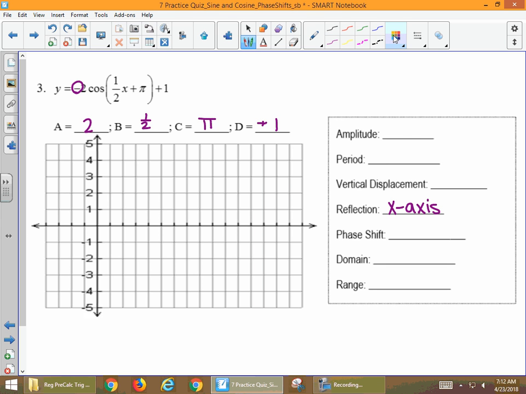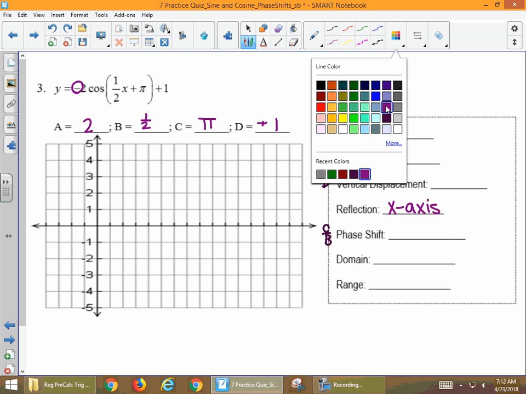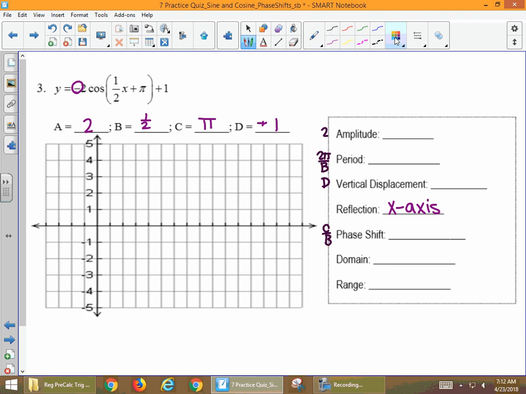Write out the little guys here. Amplitude is 2. Period is 2 pi over b. Vertical displacement is d. And phase shift is c over b. Alright, so, amplitude is 2. In this case, our amplitude is 2.